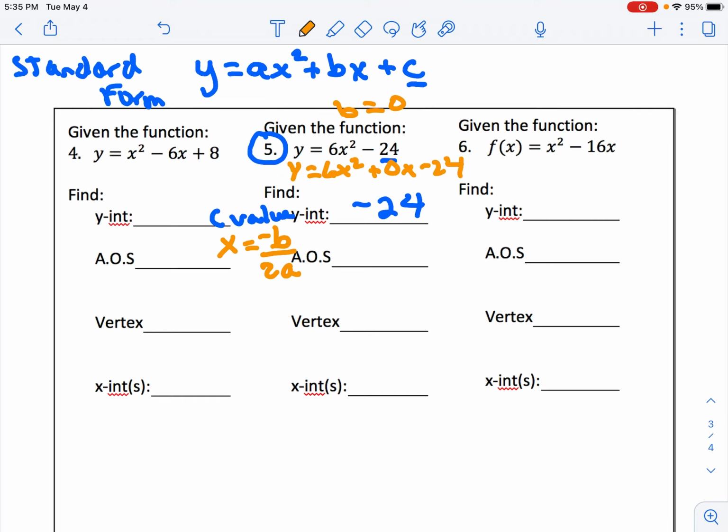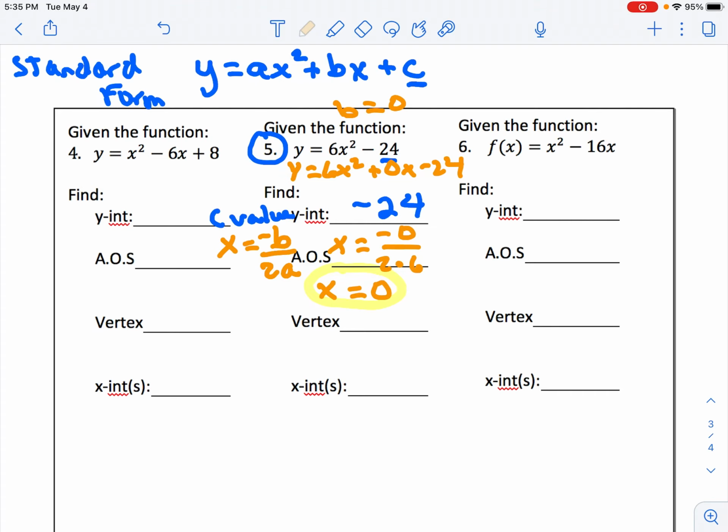So my axis of symmetry is x equals the opposite of 0, which of course is just going to be 0, divided by 2 times my a value, which in this case is 6. So I have 0 divided by 12, but 0 divided by anything is 0, so my axis of symmetry is the equation of the line x equals 0.